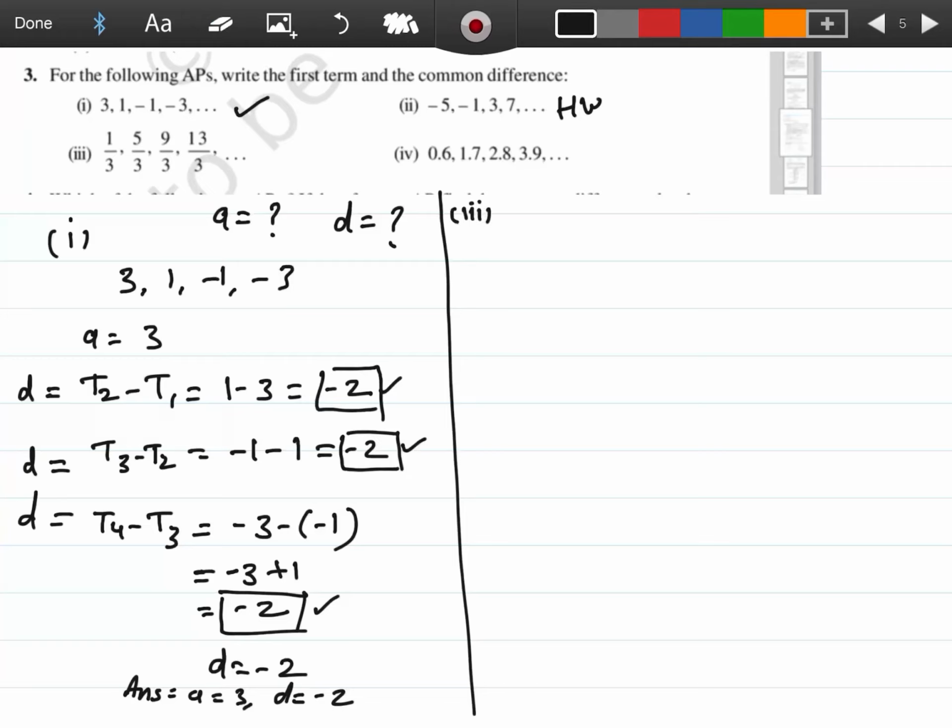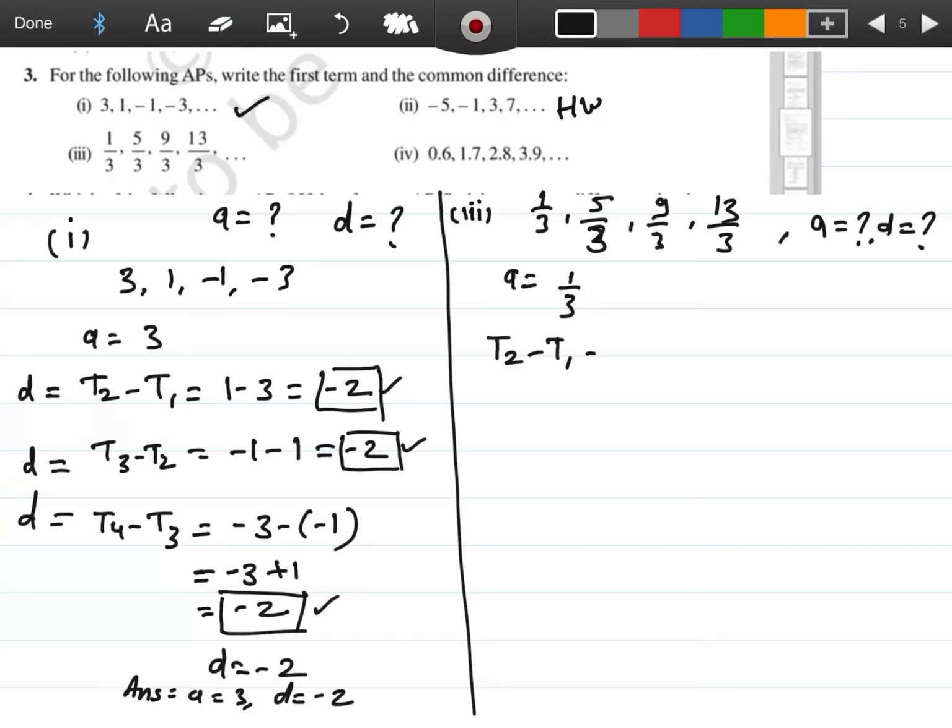Third, we can see. How to solve the third one? 1 by 3, 5 by 3, 9 by 3, 13 by 3. So to solve the question, A1 is equal to 1 by 3, and again to find the D, what we have to find? What is A here and what is D here? This you have to find. So A is equal to 1 by 3. Now to find the D, what we have to do? T2 minus T1, that is 5 by 3 minus 1 by 3.